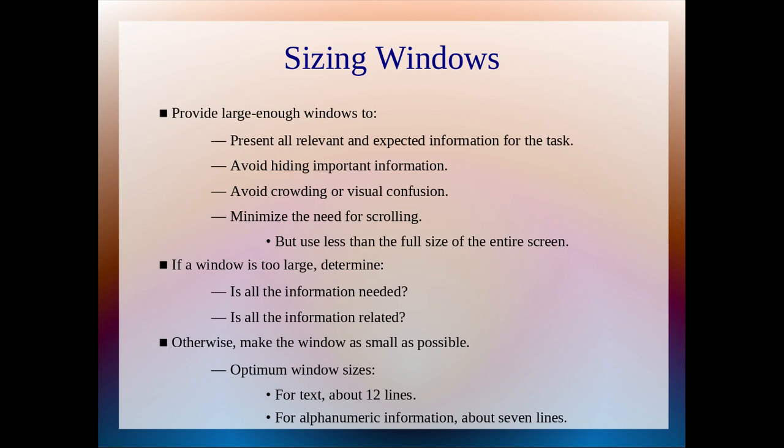If a window is too large, determine if all the information is needed, and if all the information is related. Otherwise, make the window as small as possible. Optimum window sizes can be for text about 12 lines, for alphanumeric information about 7 lines.